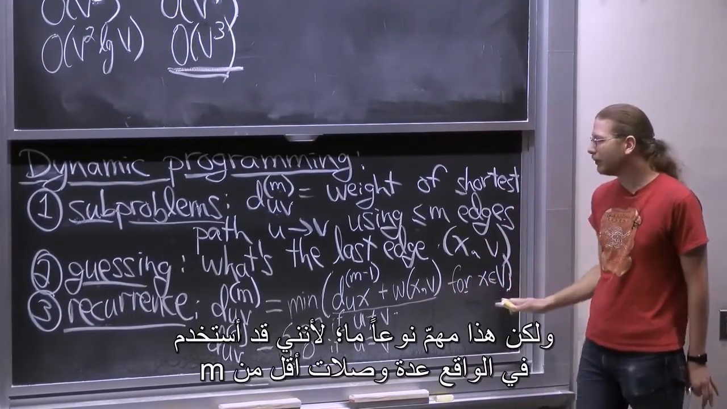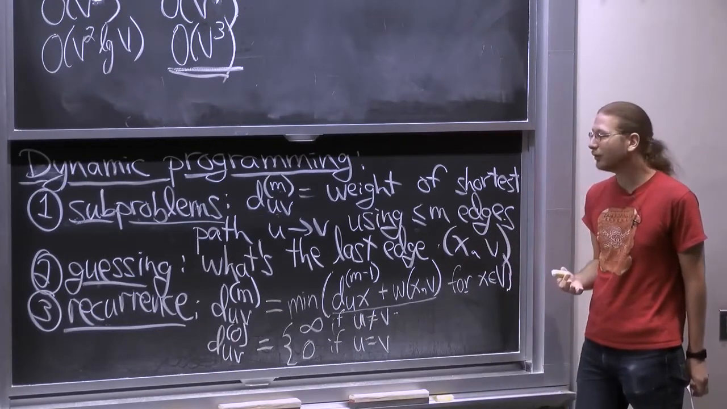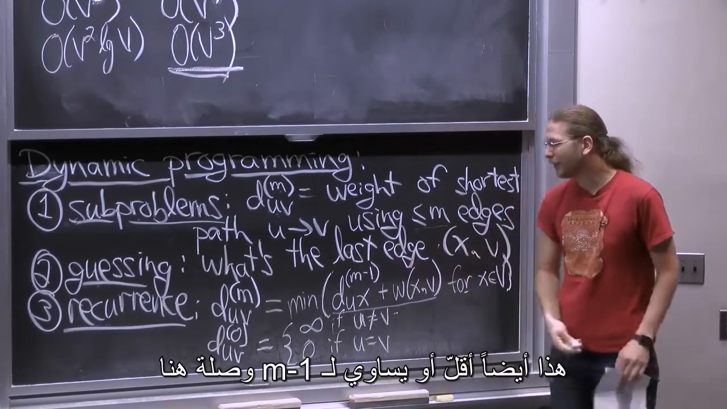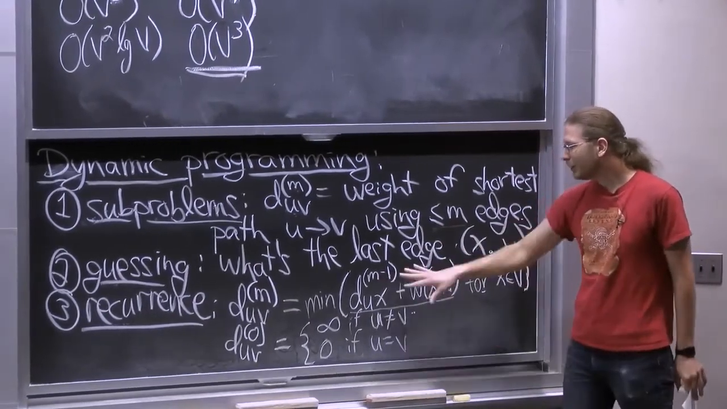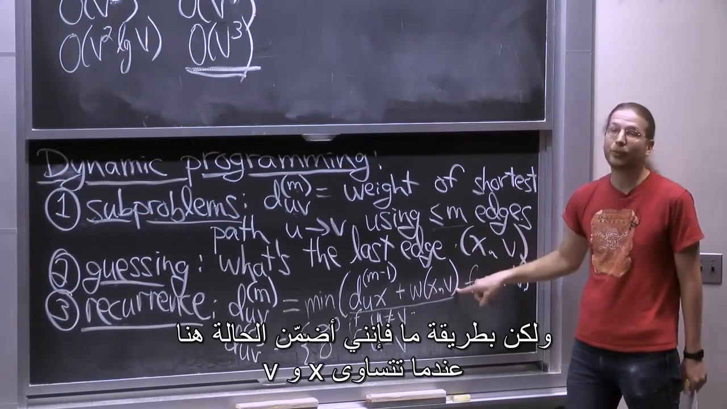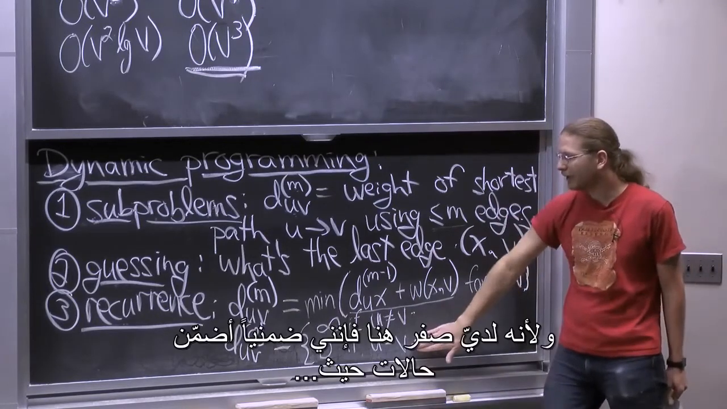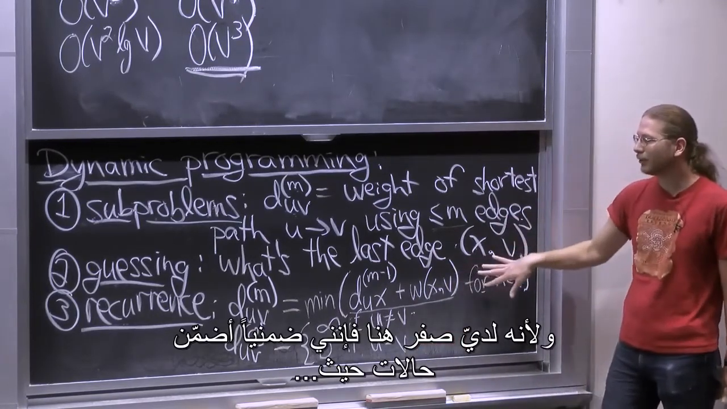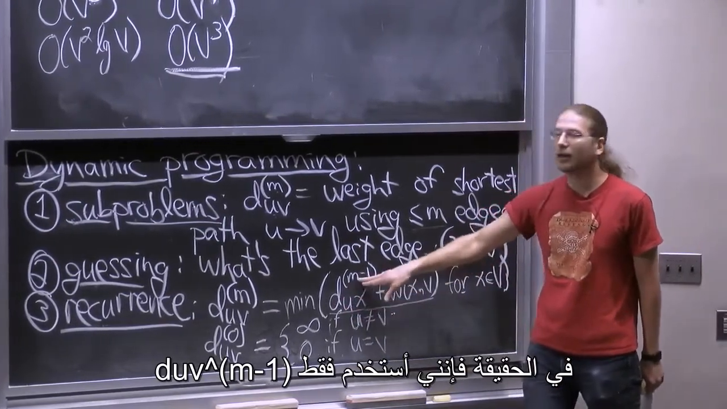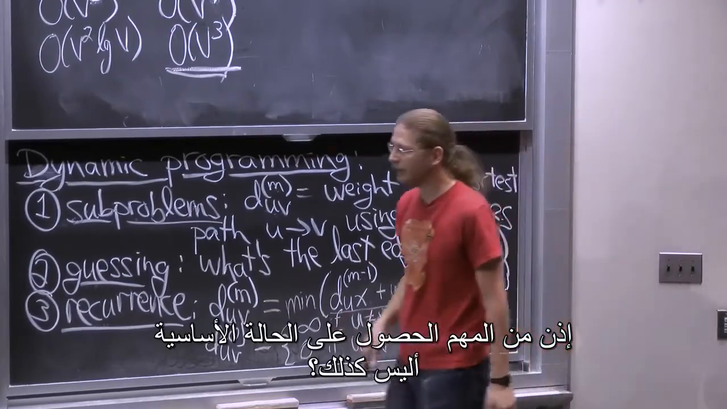But this is kind of important because maybe I actually use fewer than m edges. I wrote less than or equal to m here. This is also less than or equal to m minus 1 edges here. But in some sense, I'm including the case where x equals v, so I just stay at v at the very end. Because I have a 0 here, I'm implicitly including the situation where actually I just use d_uv of m minus 1. That's in that min here. So it's important to get the base case right.